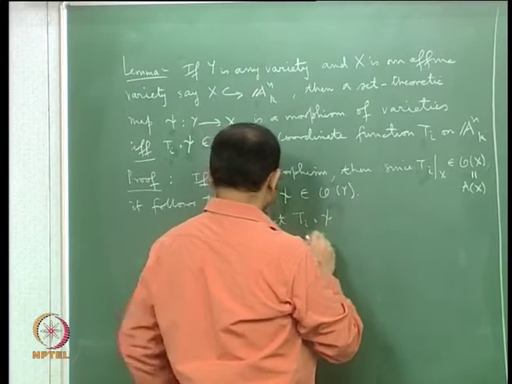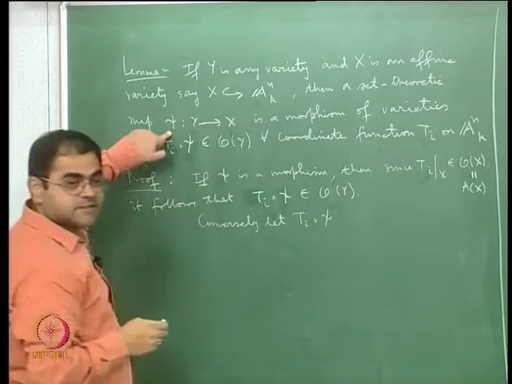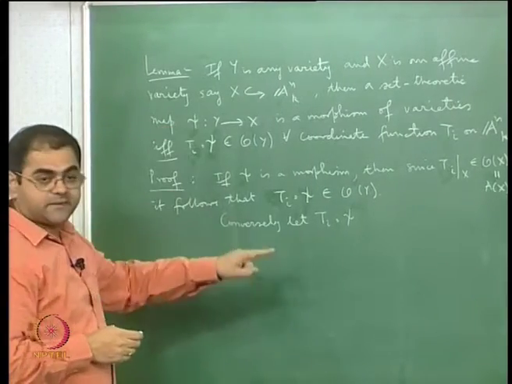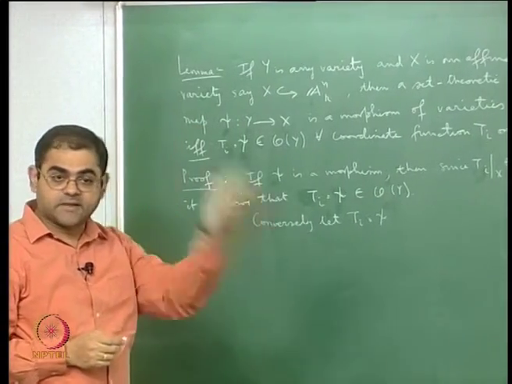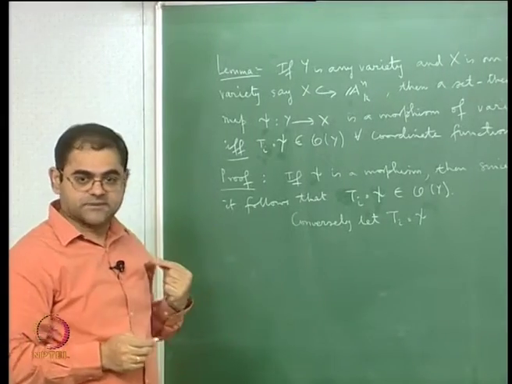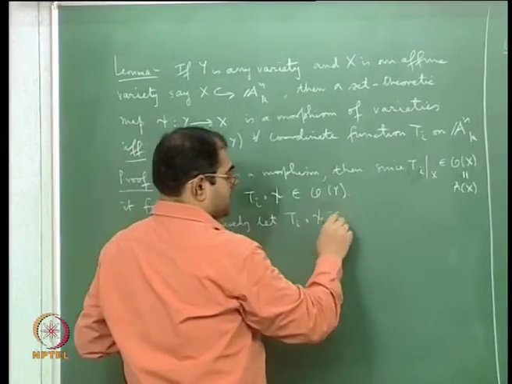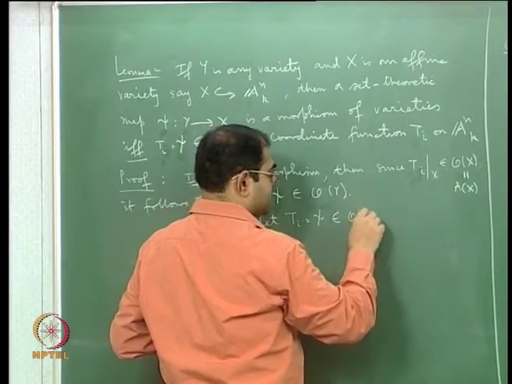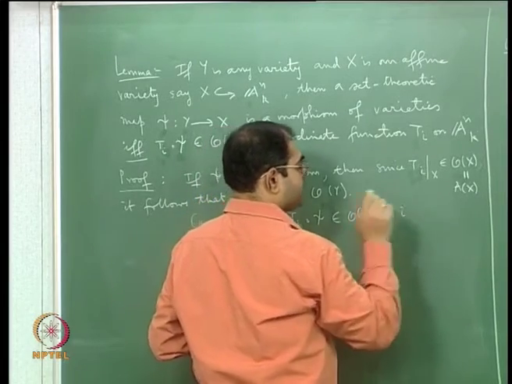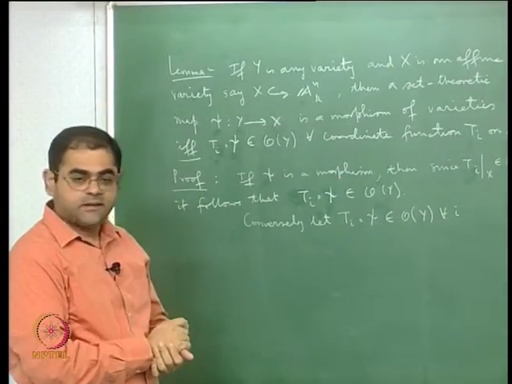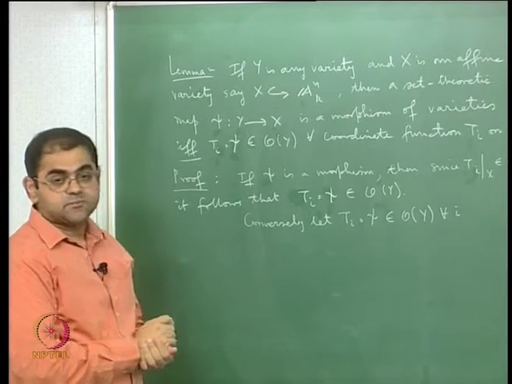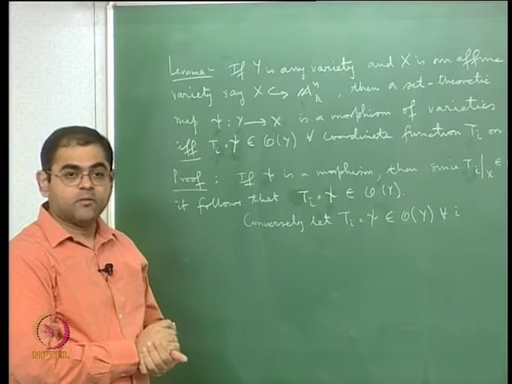Okay. Conversely, assume that psi is just a set theoretic map with this property that it pulls back coordinate functions on the target affine variety into regular functions. That is, this ti circle psi is in Oy for all i. Suppose this holds, then I will have to show that psi is a morphism. Now how do I show that psi is a morphism?